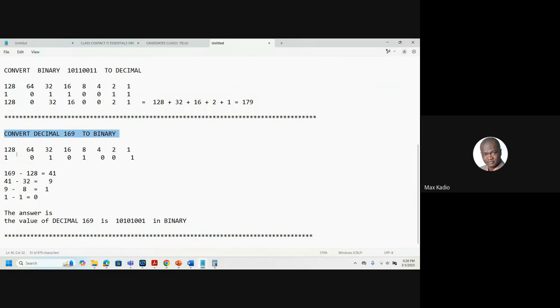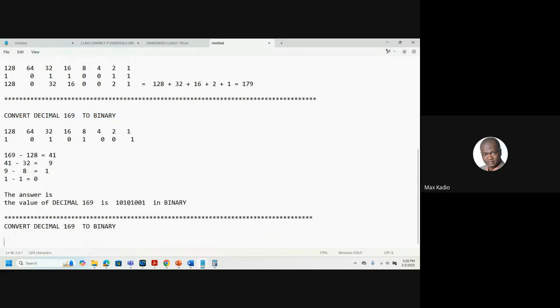Now this is your turn. Convert decimal 200 to binary. Charlton, you are the first guy to log on, so it will be your turn. So 2 minutes, check, and you give us the answer.